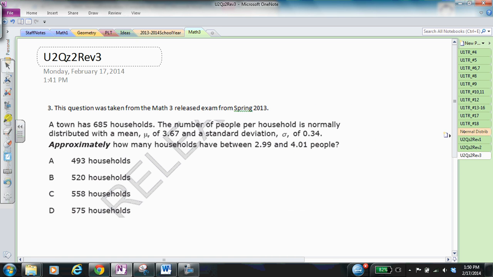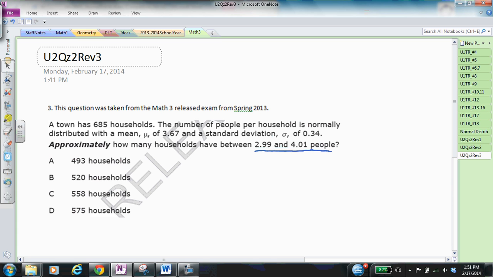And last up, we have this question. So this is a challenging question. If you can do this, you'll be ready for the quiz, far and above. So it says the town has 685 households. The number of people per household is normally distributed with a mean mu of 3.67, standard deviation of 0.34. So approximately how many households have between 2.99 and 4.01 people?